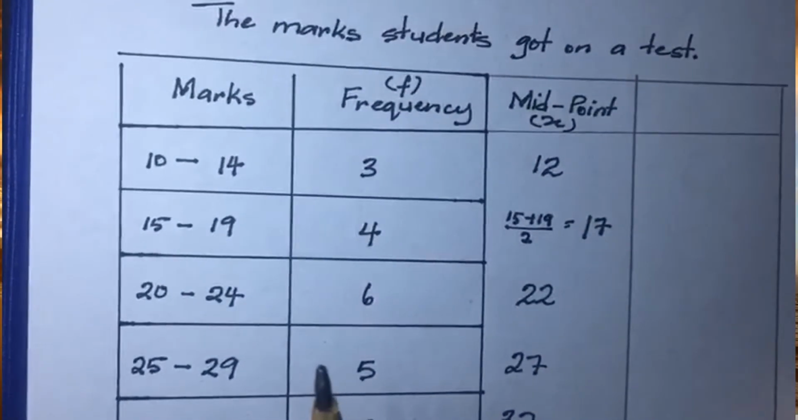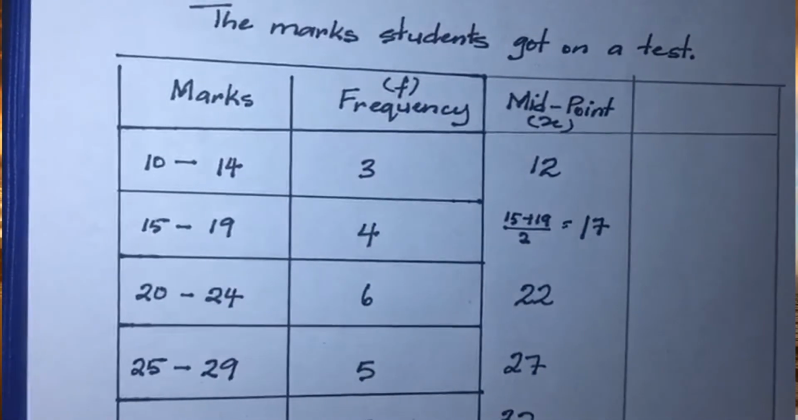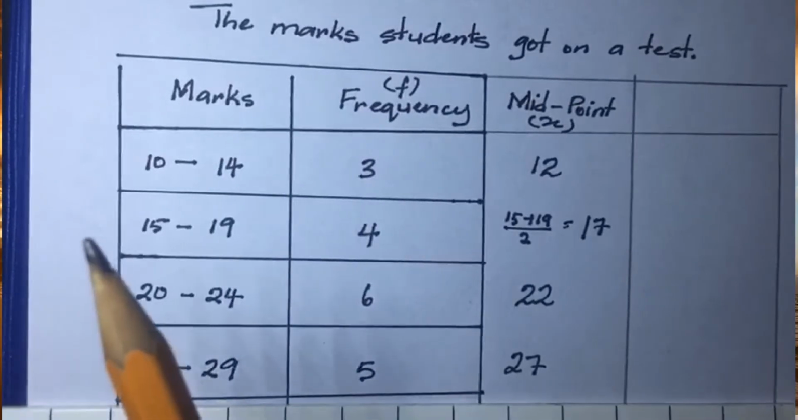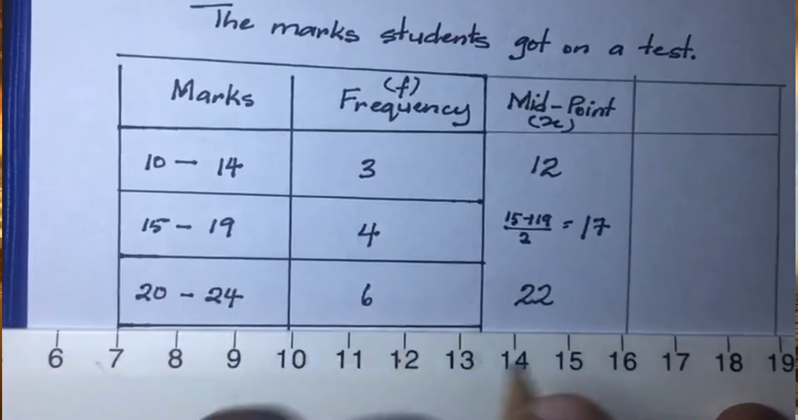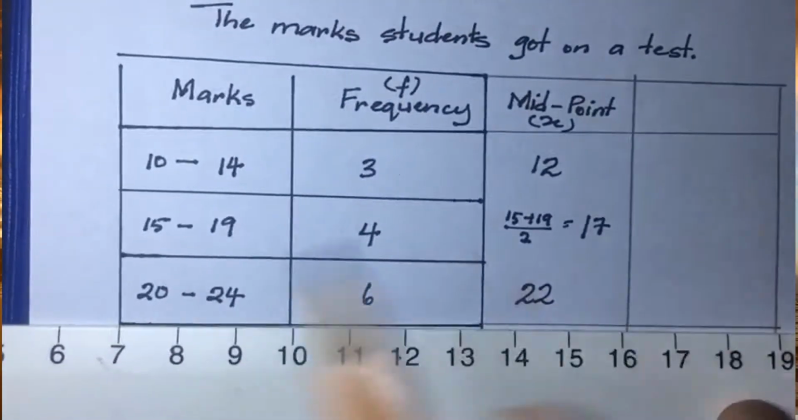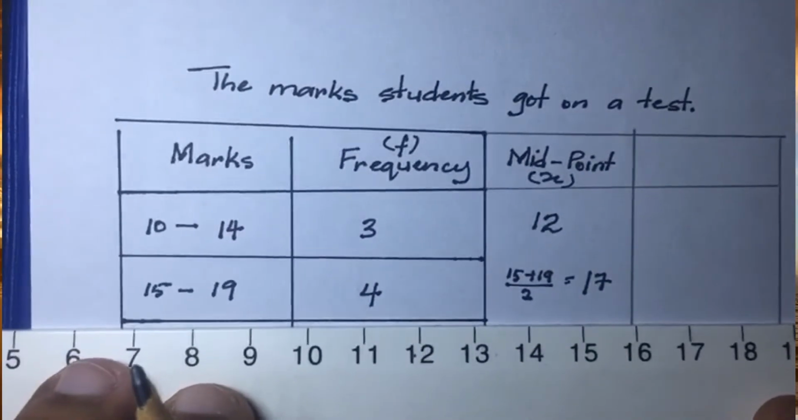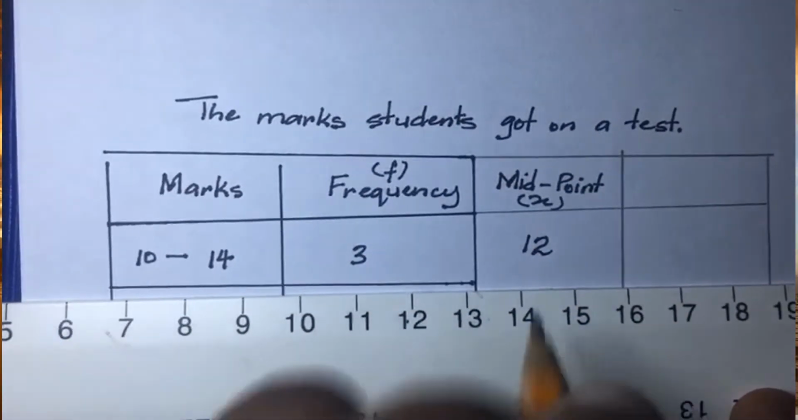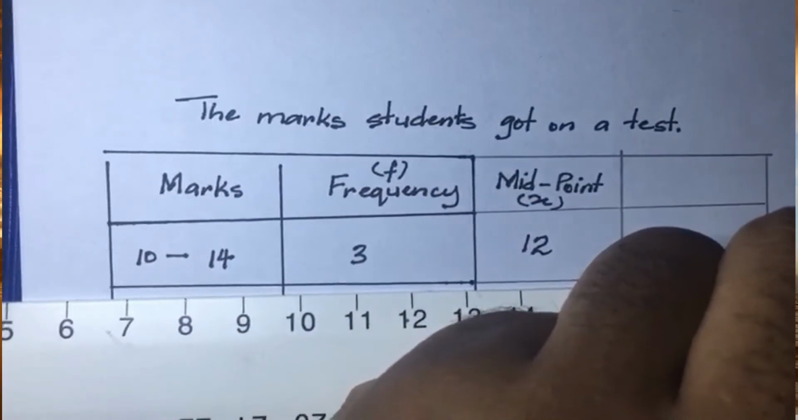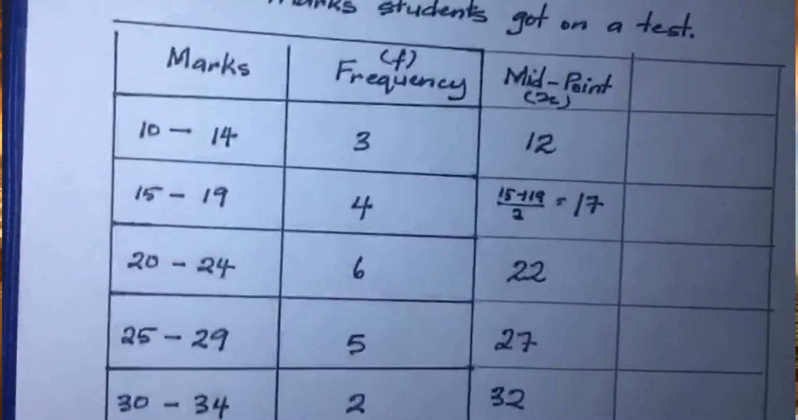When I talk about f x, what do you think I'm going to do? Tell me now what you think you're going to do. If you say multiply, then you're correct. You're going to multiply each frequency by your midpoint. That is going to give us an estimate of the total for that range of marks.